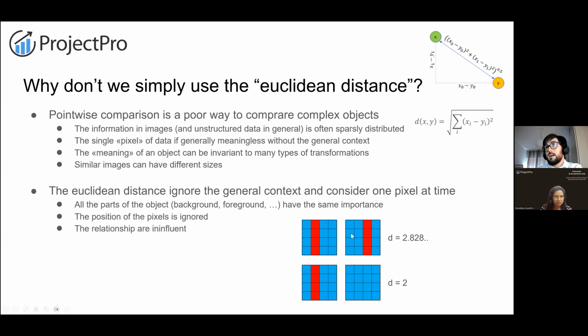So it doesn't really matter to this definition of distance that we as humans see the first two images as more similar than the other pair, because again, it doesn't matter the context, it doesn't matter the spatial distribution, and it's not robust in any way to many kinds of transformation that maintain the meaning of the image, like translation, rotation, changes in the resolution of the image, etc.